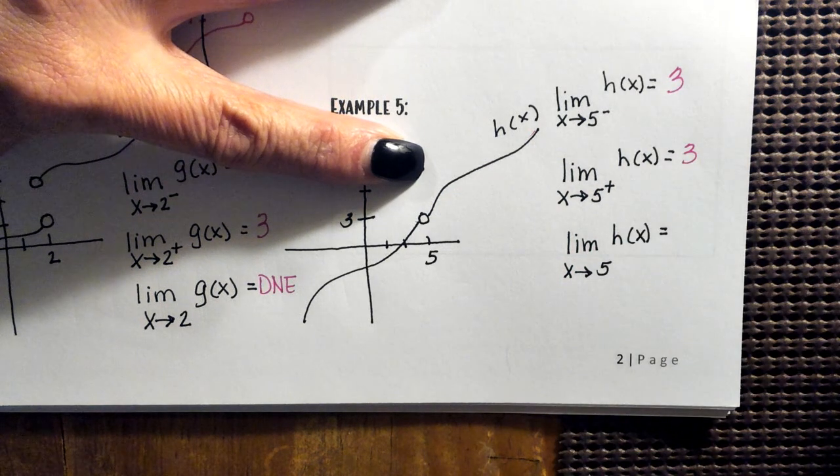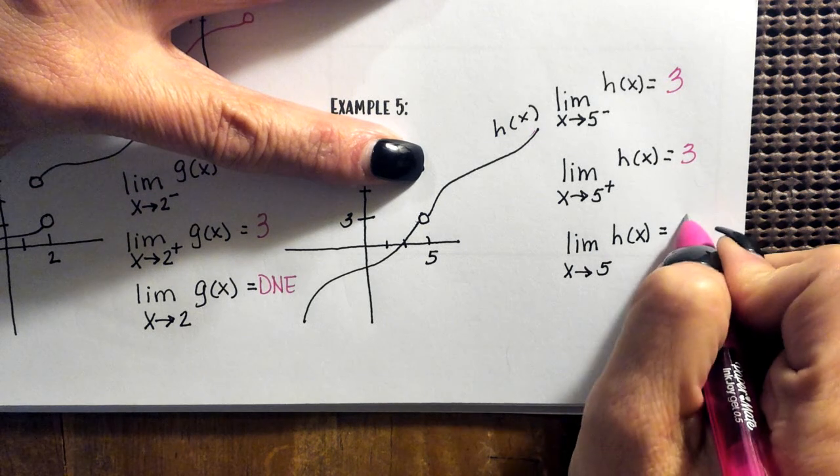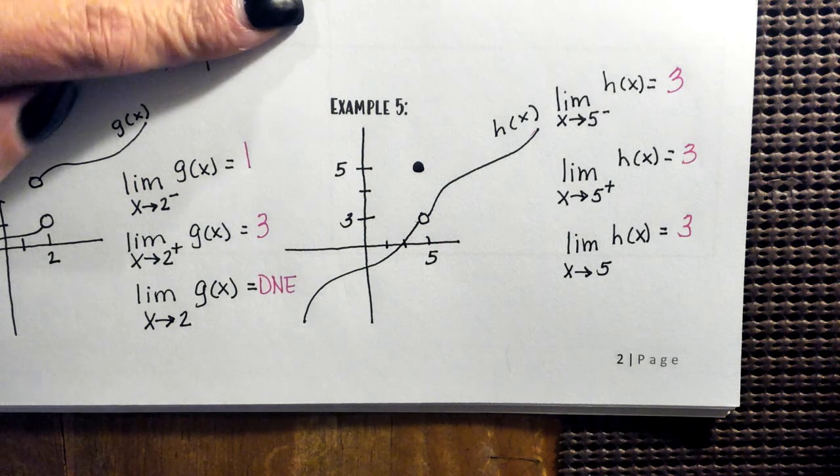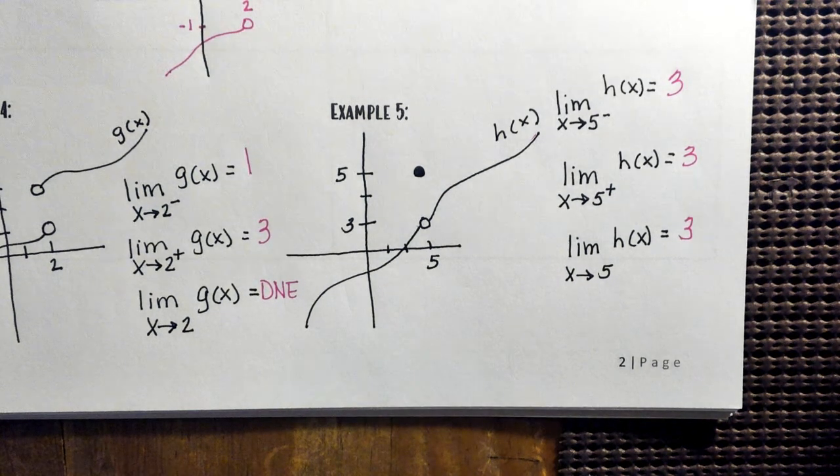Does the limit exist? Yes. What is the limit? It's 3. Did I even use that point? No, I didn't. I didn't need it. All right. So hopefully that is making a little bit of sense now.